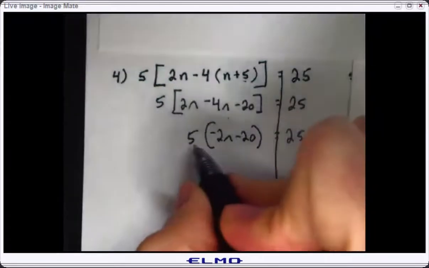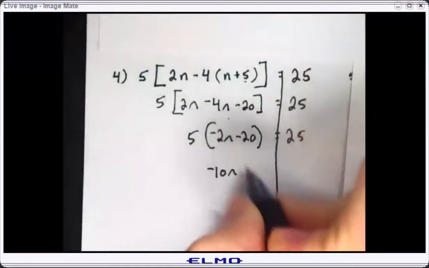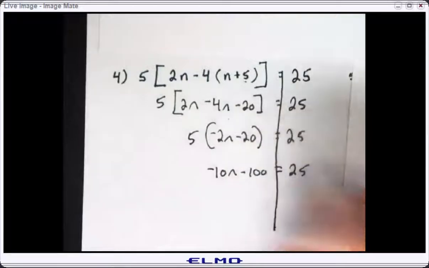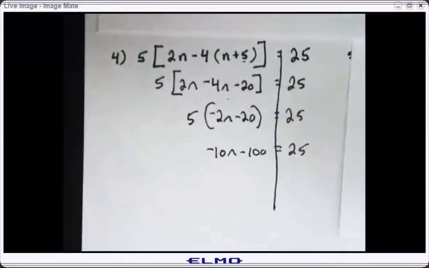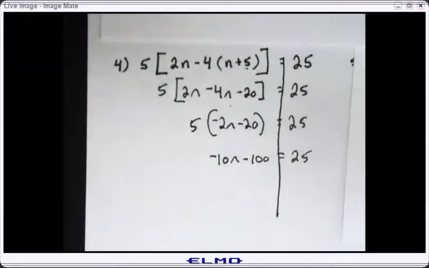There are two terms. 5 times negative 2n is negative 10n. 5 times negative 20 is negative 100. And the right side is already simplified. Okay, so finally, both sides are simplified. The variable is already on one side, so I'm ready for step 3, variable by itself.